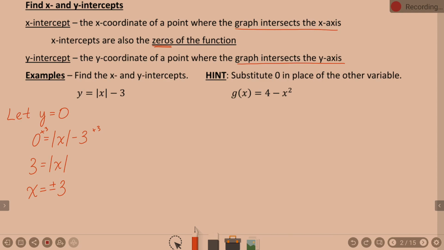If you remember the shortcut we always talk about, when you put a number into absolute value bars, what do the bars do to the number? It makes it positive. If I put 3 in here, it makes it positive. If I put -3 in here, it makes it positive. So what I know at this point is that I have two x-intercepts: 3 and -3.